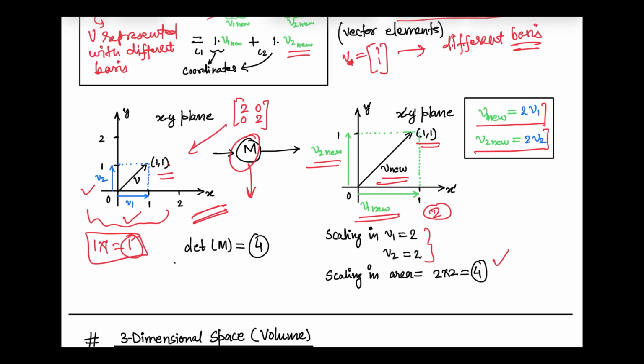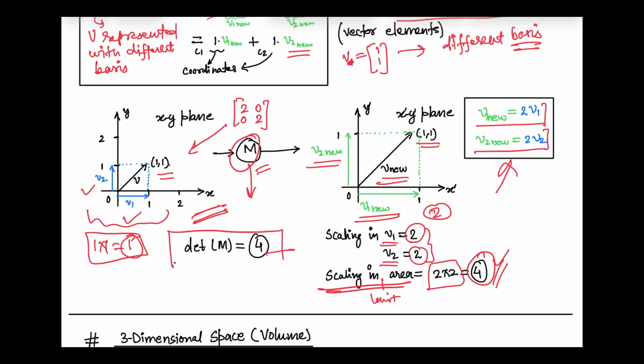So scaling of the first basis vector v1 is done by 2. The scaling of the second basis vector is done by 2. We have the new basis vectors as v1 new and v2 new, and the total scaling in the unit area is by 4. So what the transformation M is actually doing is scaling up the vector space, and the factor by which it scales up the vector space is given by the determinant of the matrix. So M is the transformation matrix which is transforming, and in this case it is scaling up the area, and the factor by which it is scaling is given by the determinant of the matrix M.